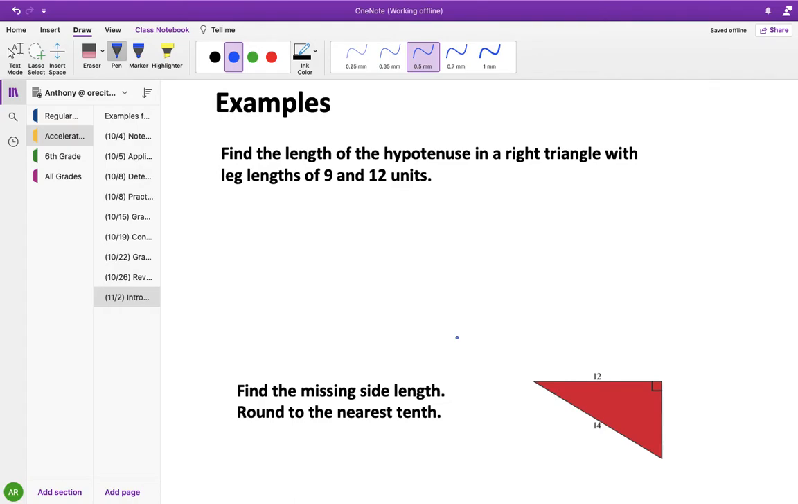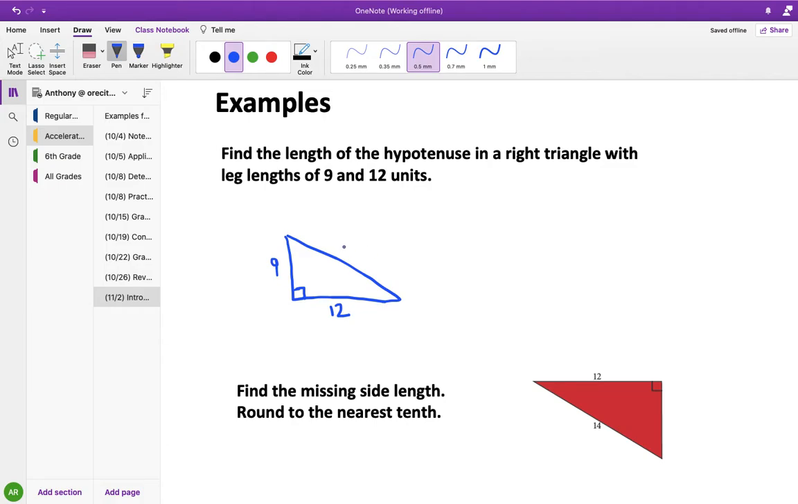Okay, so find the length of the hypotenuse in a right triangle with leg lengths of 9 and 12. The first thing you want to do is sketch a triangle. So I'm going to go ahead and do that now. It doesn't have to be pretty, just sketch it so you can set it up correctly. So I'm going to say this is my right angle. It does not have to be to scale. I know my leg lengths are 9 and 12. I'm going to put my 9 here and the 12 there. Like I said, it does not have to be to scale. It's perfectly fine. You could switch it.